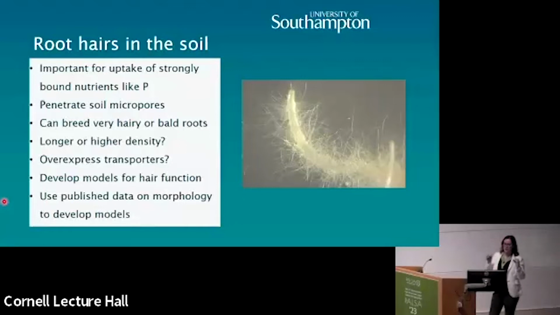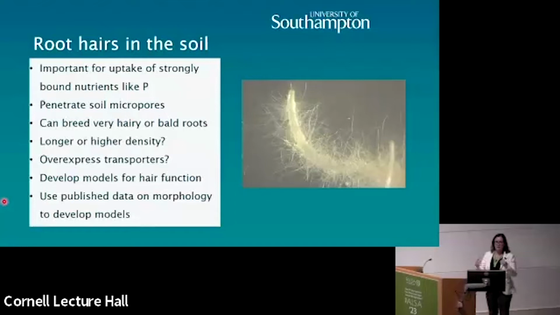So we wanted to know about root hairs, which are hypothesized to be very important for phosphorus uptake, especially of strongly bound nutrients such as phosphorus. So they penetrate the soil pores, but we wanted to know, is it better to have longer hairs or shorter hairs, more dense hairs? What's better?